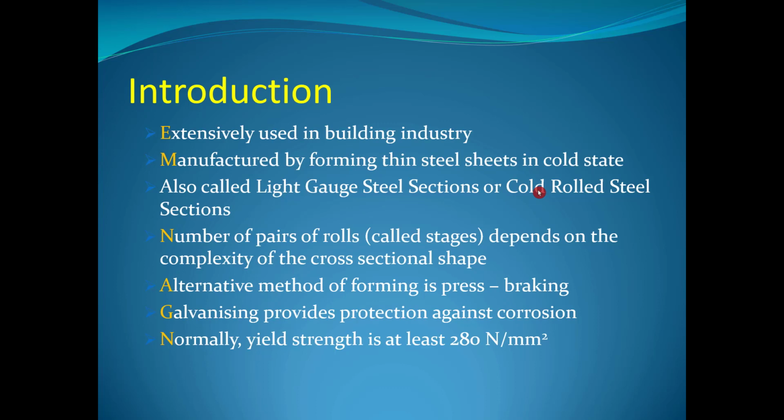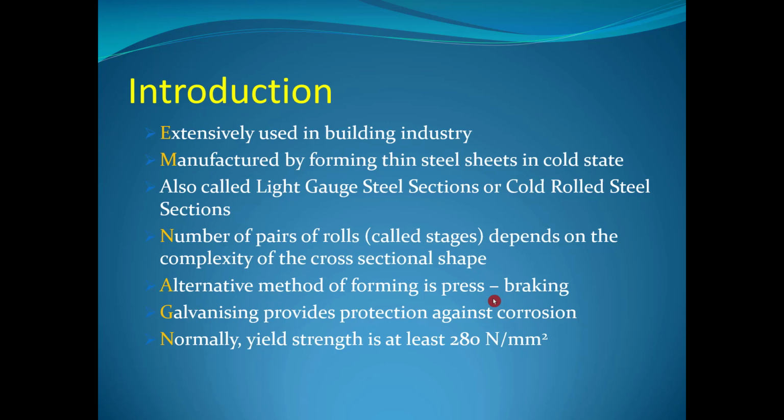There are basically two methods for forming cold formed steel sections. One is rolling and the other is pressing. The first is rolling, where a number of pairs of rolls are arranged and the steel sheet is passed through these rolls to get the required shape. We will see the details in the coming slides. The alternative method is called press braking.